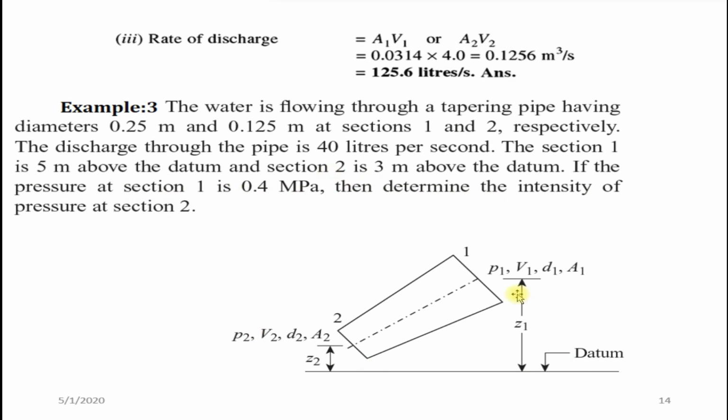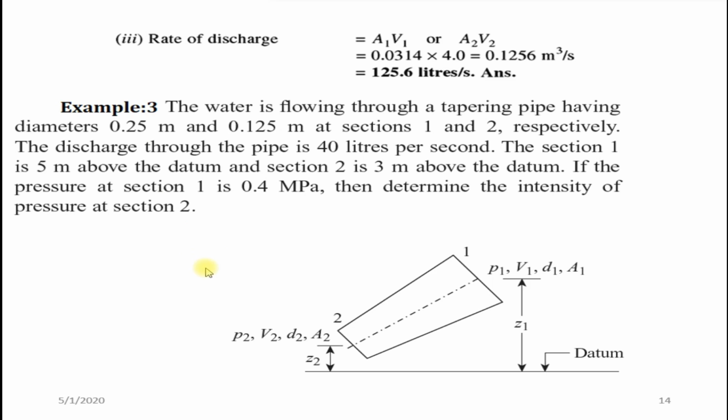See here, datum line means one reference line is given, one tapered pipe having the diameters 0.25 and 0.125. You can draw in this manner also, no problem, but section 1 and 2, whatever statement is given in the problem, that has to match. So we have to find out pressure intensity at section 2.